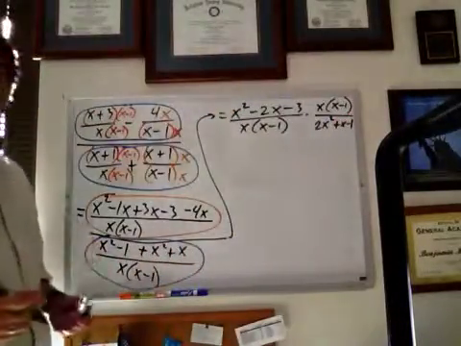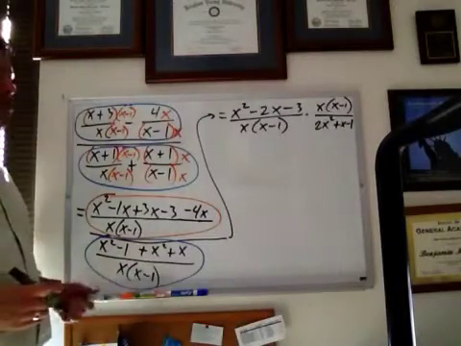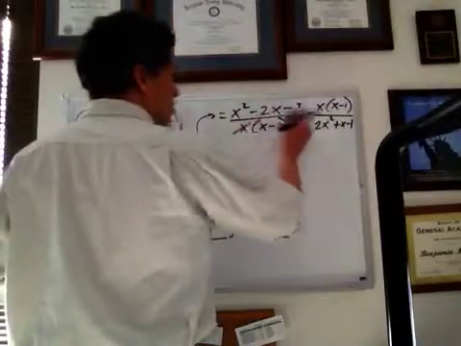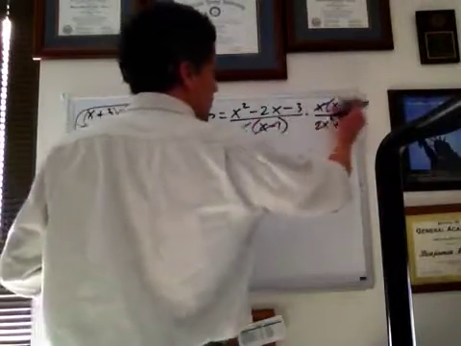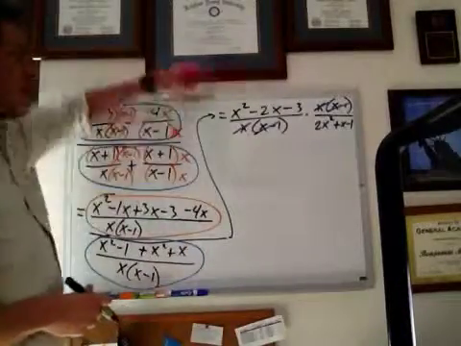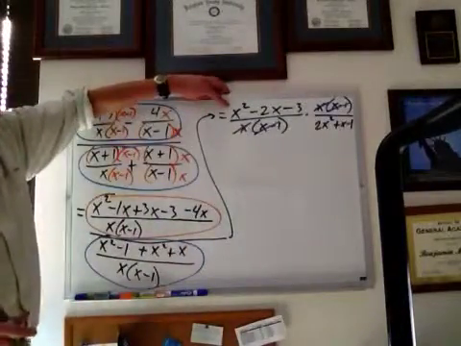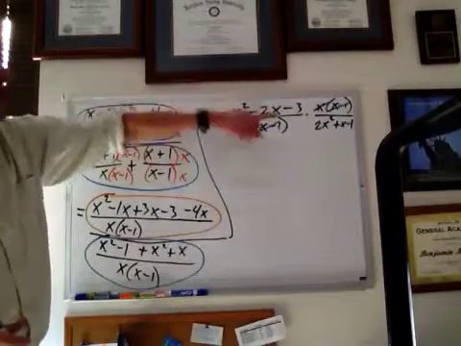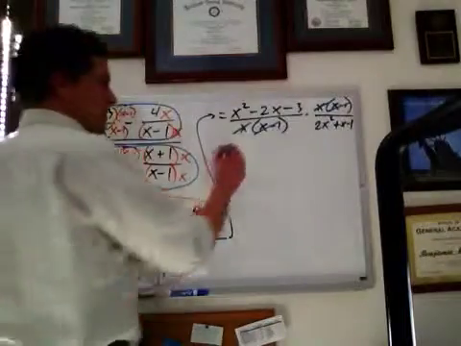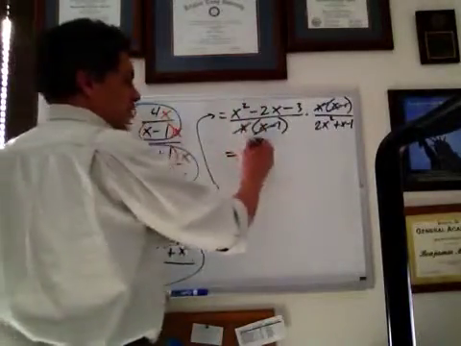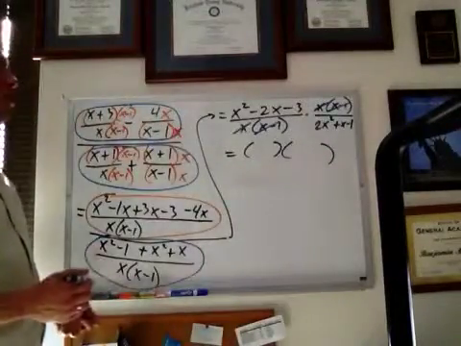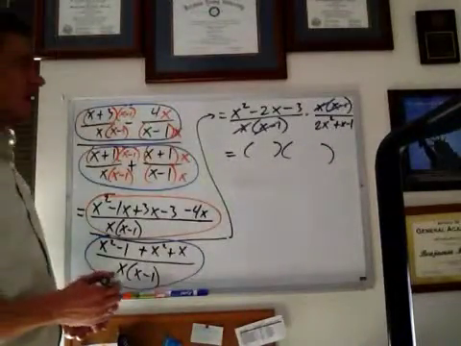Now, when we multiply fractions, you can do the simplification just as if it was all one fraction. So, my x will divide out, my x minus 1 will divide out. That'll leave me with x squared minus 2x minus 3 in the numerator. In the denominator, it'll leave me with 2x squared plus x minus 1. I'm going to go ahead and factor out my numerator. That'll be x minus 3 and x plus 1.